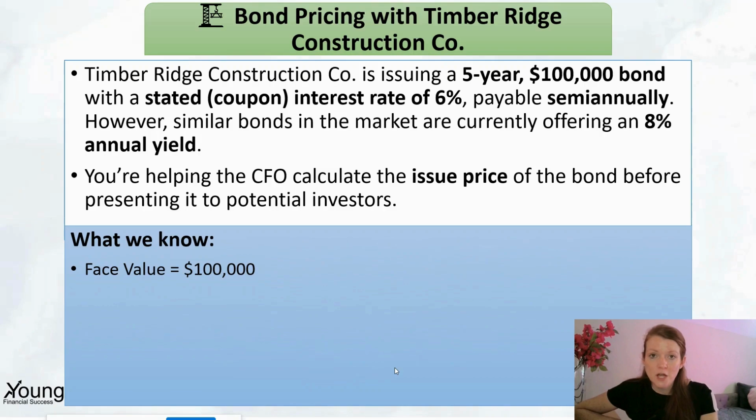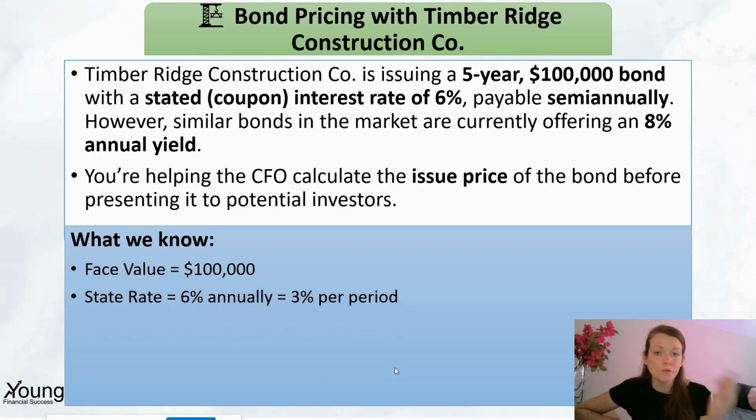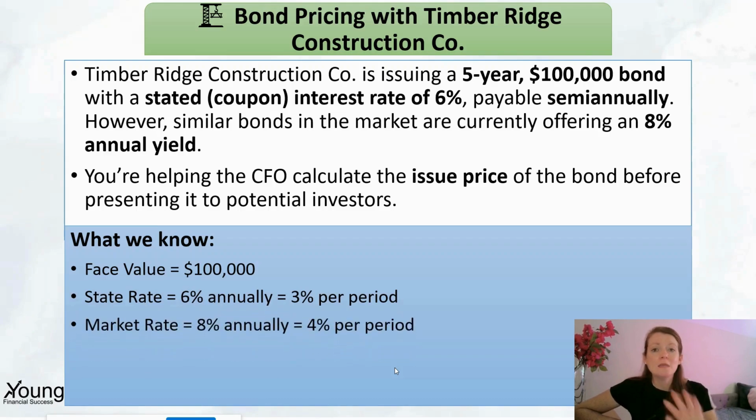The face value is $100,000. That's how much Timber Ridge will have to pay the investors after the time's up in 5 years. They're paying 6% annually, which is 3% semi-annually. So that's how they're actually paying their payments. In the market with other similar bonds, the investors could get 8%, which is 4% each payment period. The term is 5 years, but since they're making 2 payments a year, that will be 10 payment periods. This is all super important information.